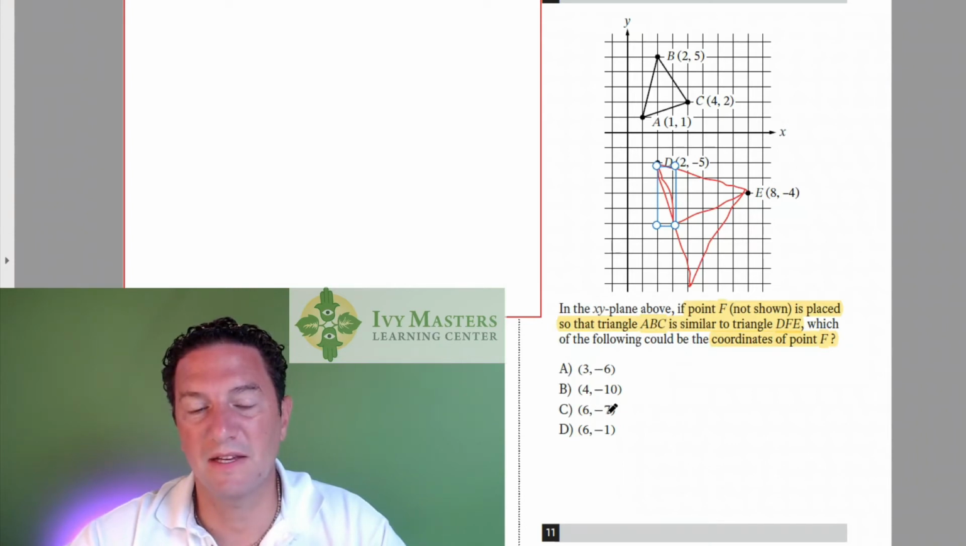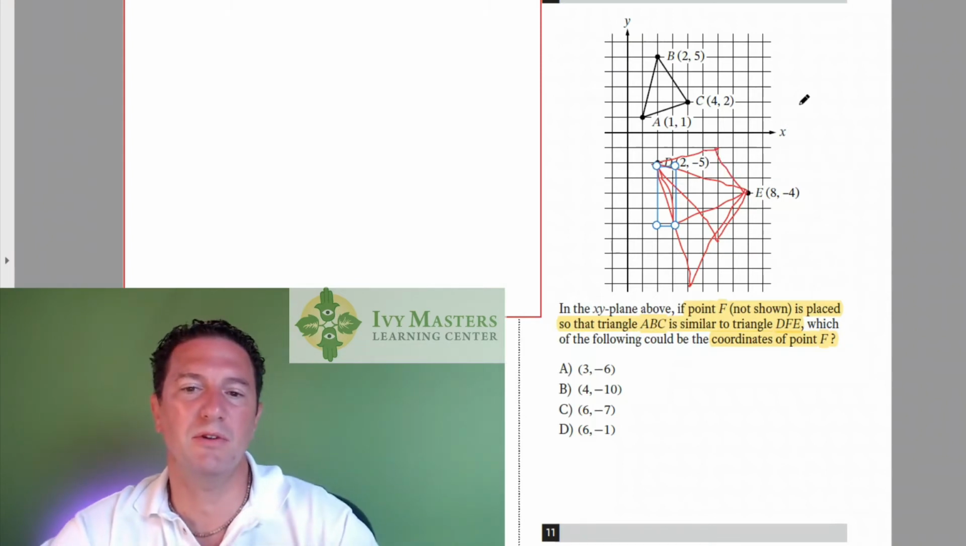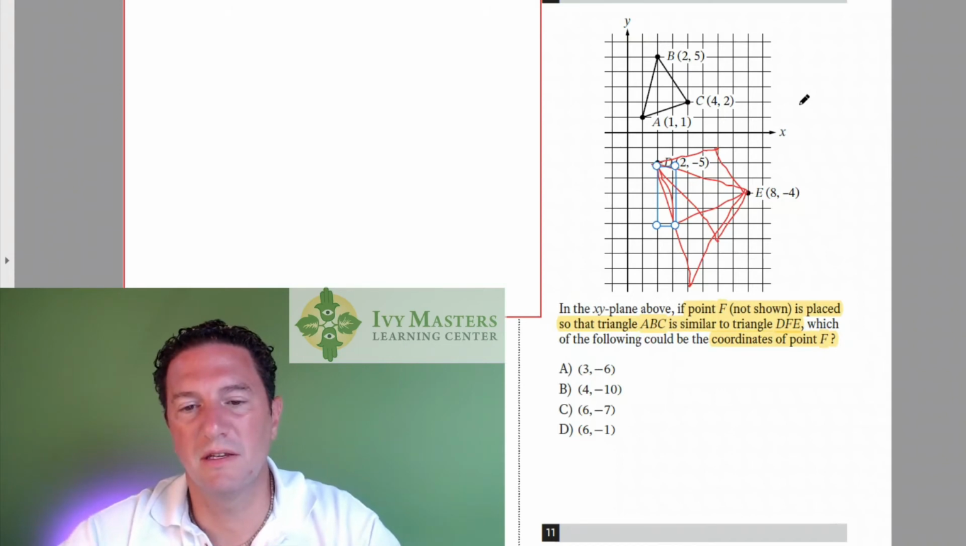And then 6, -7: 1, 2, 3, 4, 5, 6, and down 1, 2, 3, 4, 5, 6, 7. We're right here. And then we've got 6, -1: 1, 2, 3, 4, 5, 6, and we've got down 1. So it's right here. So you may be able to eliminate some answer choices based on this.